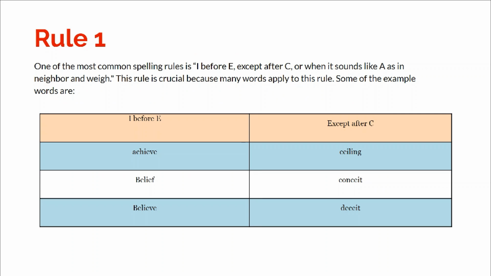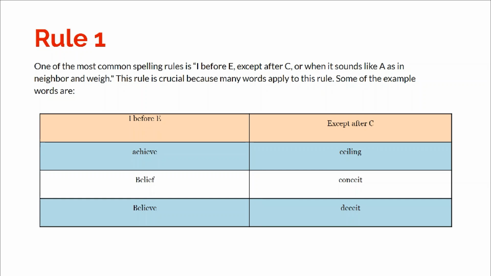Rule 1. One of the most common spelling rules is I before E except after C, or when it sounds like A, as in neighbor and way. This rule is crucial because many words apply to this rule. Some of the example words for I before E include achieve, belief, or believe. And when they come after C, some examples include ceiling, conceit, or deceit.